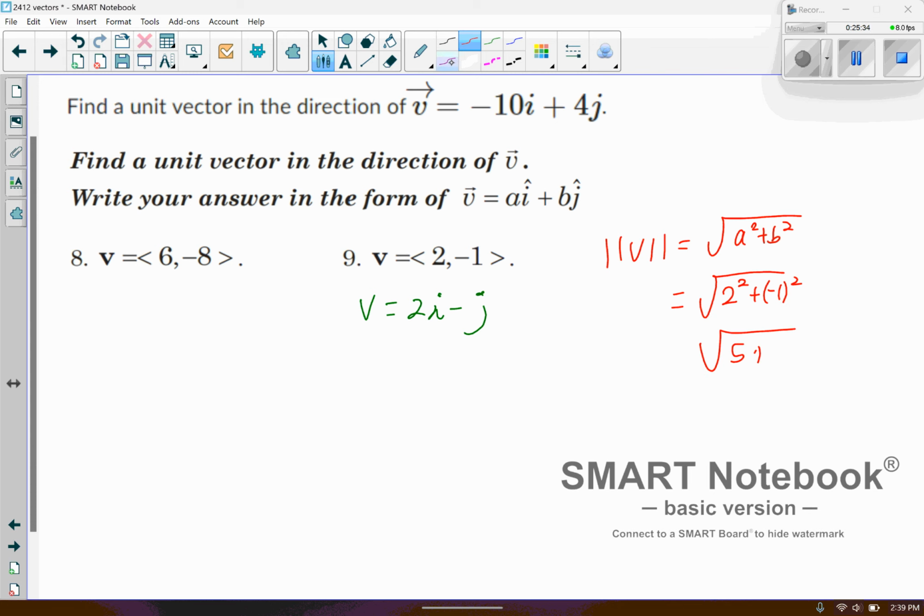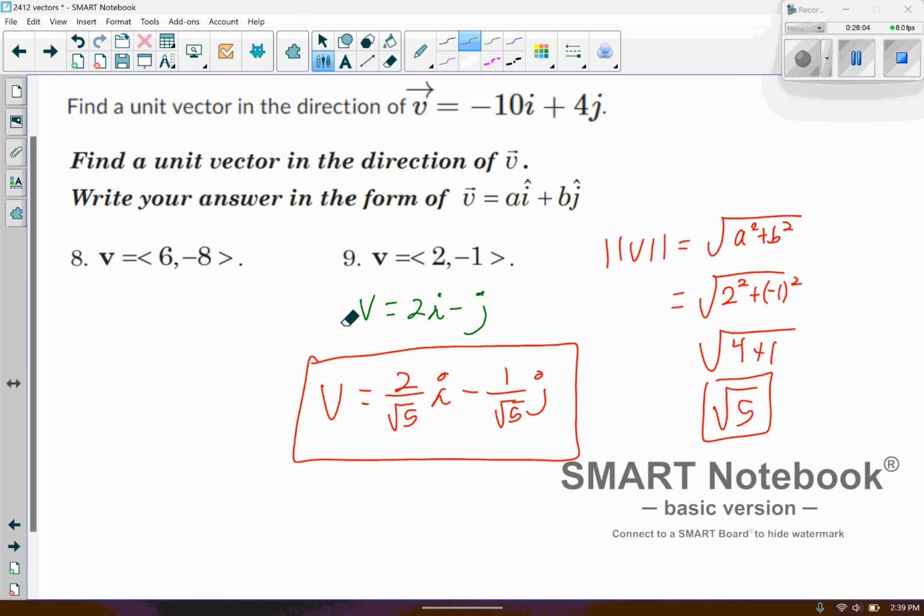I'm sorry, I'm getting to my answer already. Let's see, so the square root of 4 plus 1, and so the square root of 5 is the magnitude. And then all you have to do here is divide both parts by that. So my vector is going to be 2 divided by the square root of 5 i, minus 1 over the square root of 5 j. And so that is a unit vector.